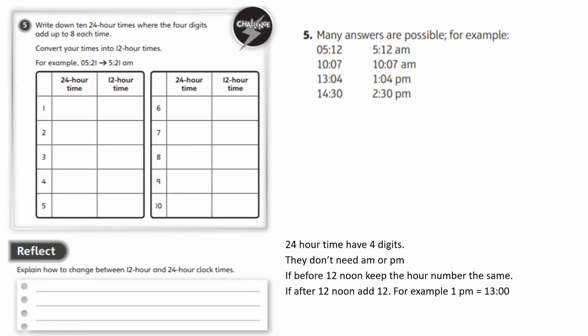If it's 24-hour, the number will be the same if it's before midday. All right, so the hour digits and the minute digits will be the same. If it's after midday, after 12 noon, then the minute digits will stay the same, but for the hour you need to add 12 more. So 1 p.m. would then become 13:00.